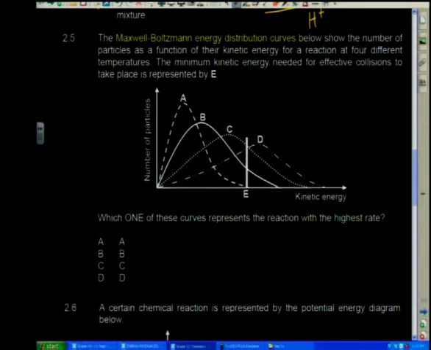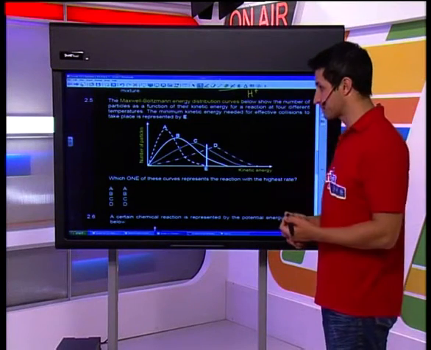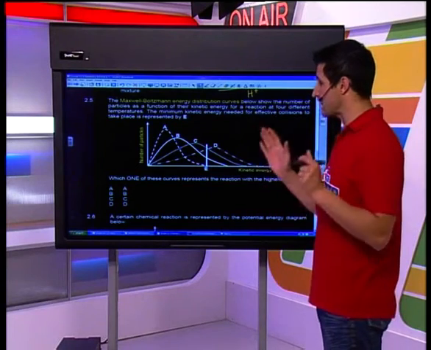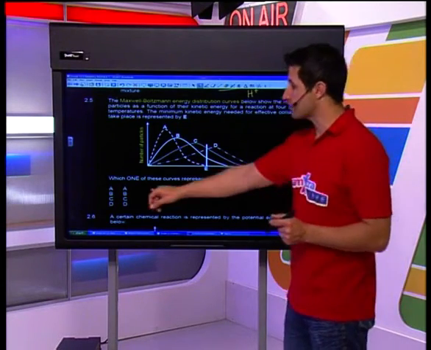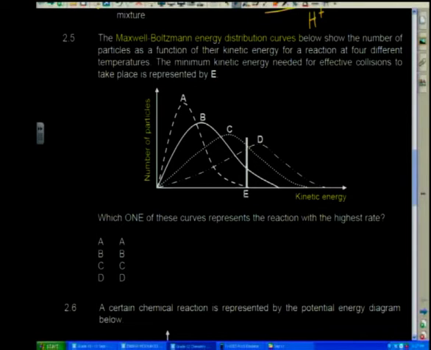Okay, so let's just pay attention to our axes here. The number of particles and the kinetic energy. So that means that the higher the peak is, the more particles we've got, and the further to the right we are, the more kinetic energy they've got. Okay, well, let's take a look at option A, B, C, and D when we consider which one of these curves represents a reaction with the highest rate.